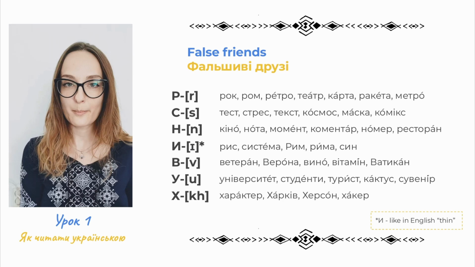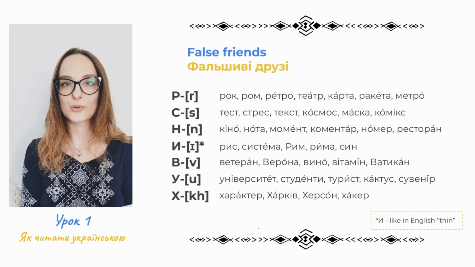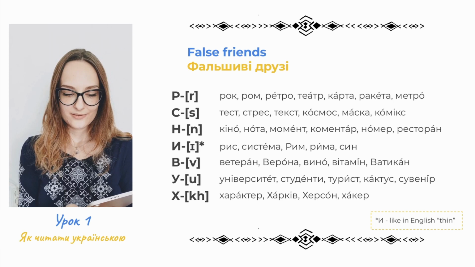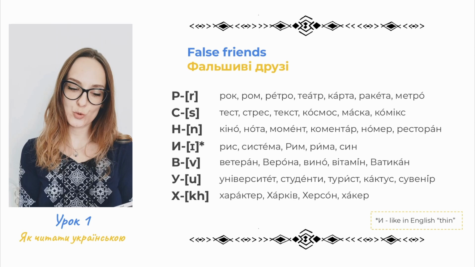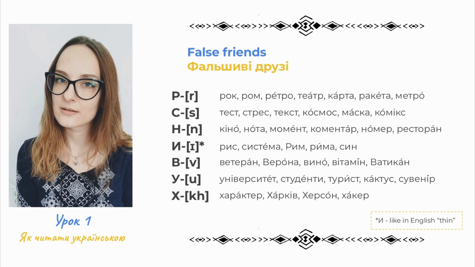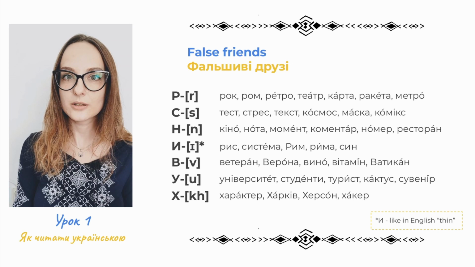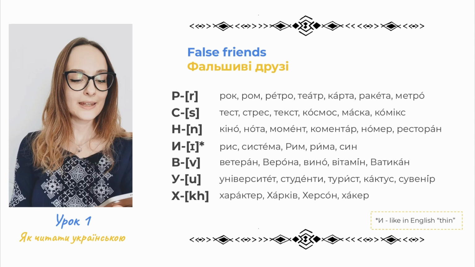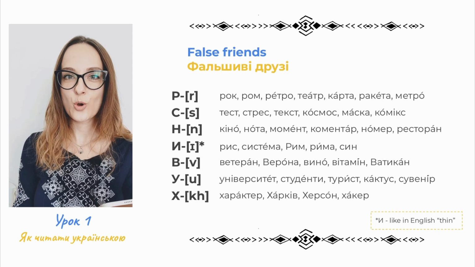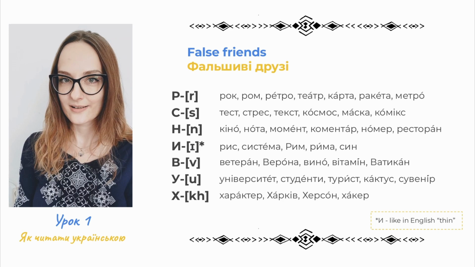The next letter has the sound S. Тест, стрес, текст, космос, маска, комікс. The next letter has the sound N. In Ukrainian it's N. Let's read the words with it. Кіно, нота, момент, коментар, номер, ресторан.